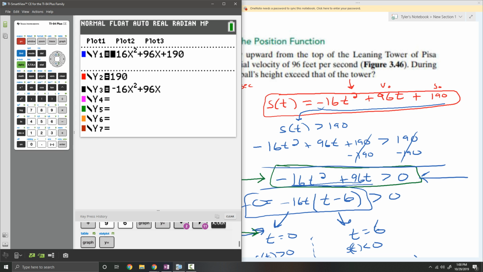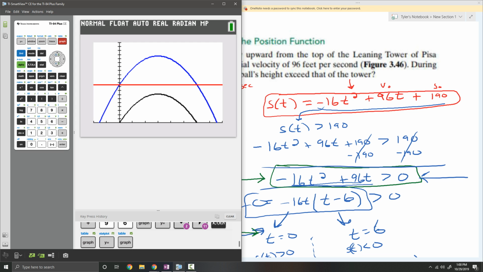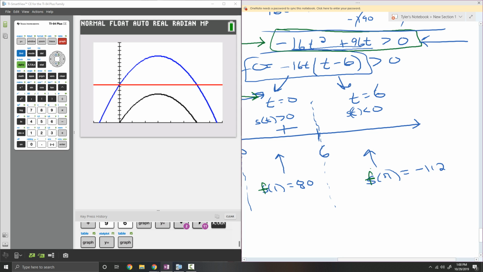Notice what happened is this point just went down 190 units, and this point went down 190 units. So in other words, instead of these two points touching the red line, we made them touch the x-axis, but all these points just shifted downward. So then that's when we find the zeros, because that's where it can possibly change from positive to negative.